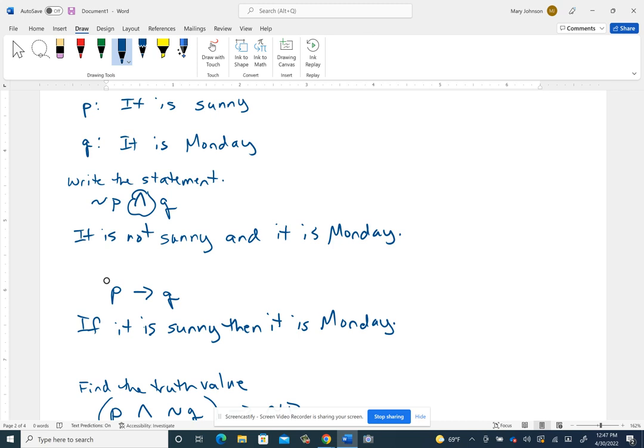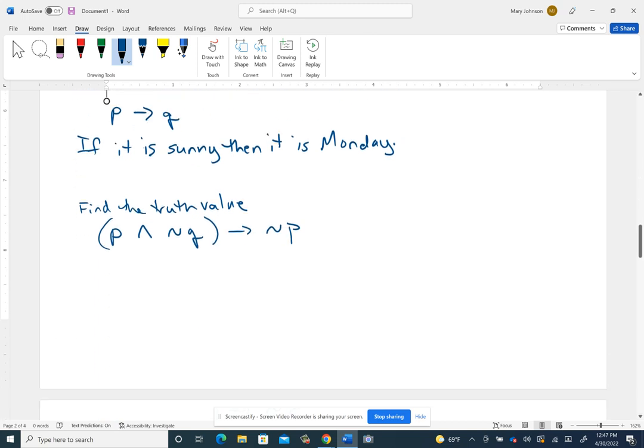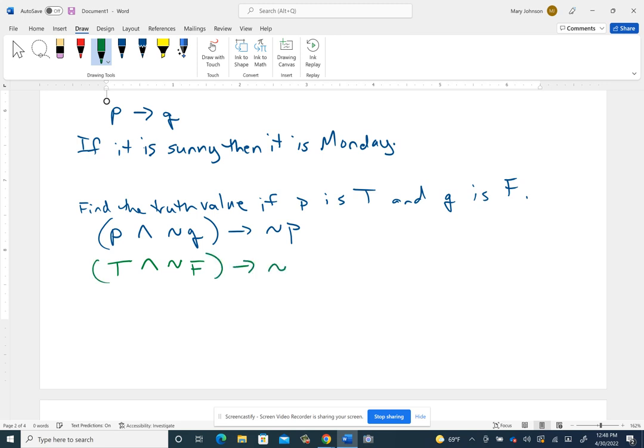All right, then another objective they mention is to find the truth value of a compound statement like that. So if you just want the truth value, then they'll tell you a little bit more. They'll say, find the truth value if P is true and Q is false or something like that. They'll give you one instance for the P and the Q. So what you do is where there's a P, I'm going to put a true. Where there's a Q, I'm going to put a false. Let me just do it all in green. And not F implies not true. Okay. And then you kind of work it out.